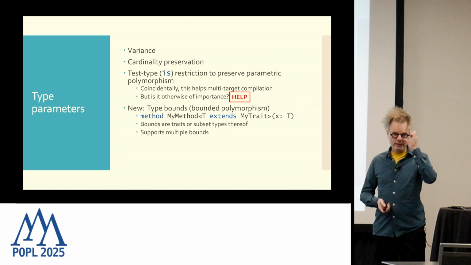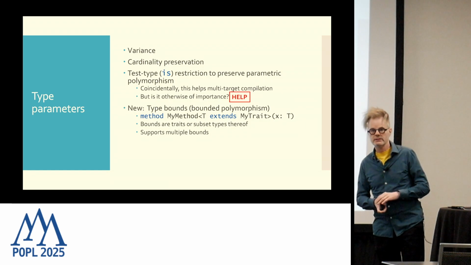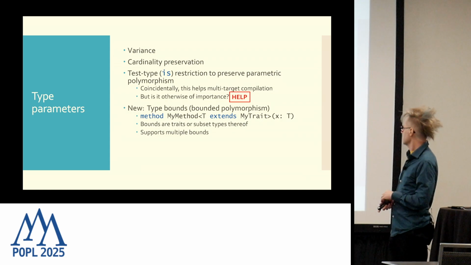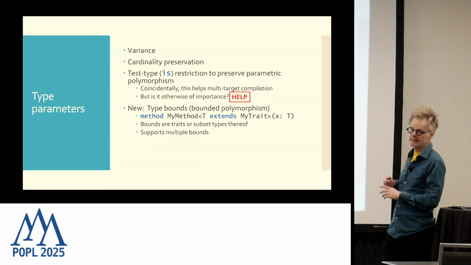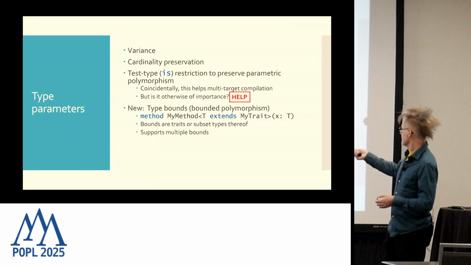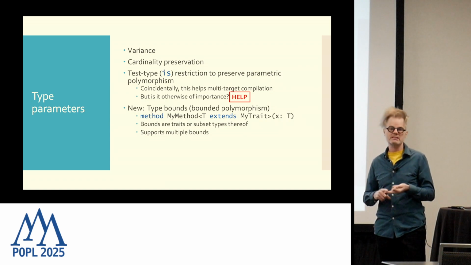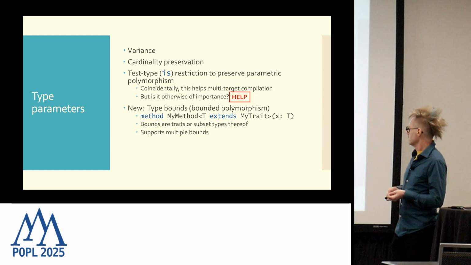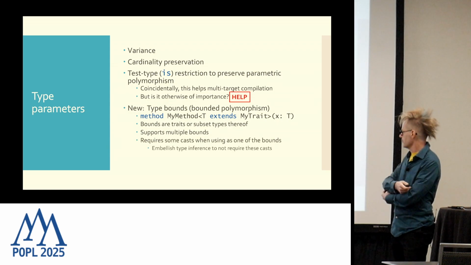Okay, so a new feature for type parameters is that they can have bounds. That is, you can have bounded polymorphism. So here's a method that declares a type parameter T, and it says that it extends some trait. The things that you can use as bounds are either traits or subset types thereof. You can have multiple bounds if you want to.